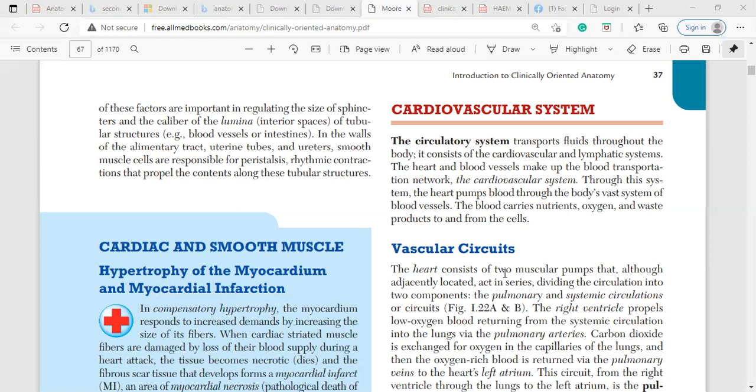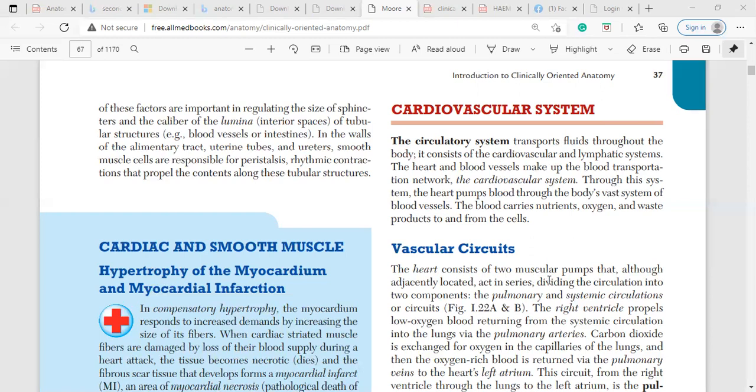Now pay attention to this. There are two muscular pumps in the heart. The heart itself is a muscular organ. Yes, it's a muscular organ. But in that heart, there are two muscular pumps that pump blood out into the vessels. So what are these two muscular pumps?